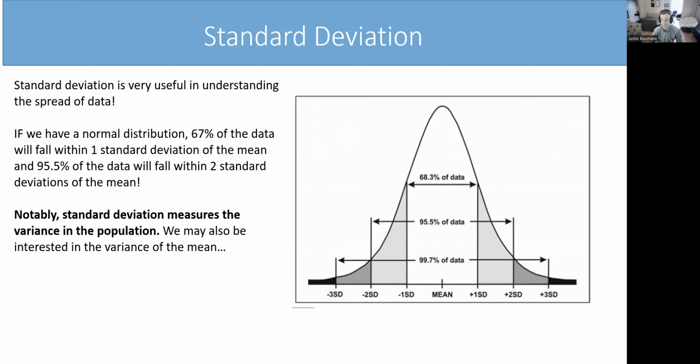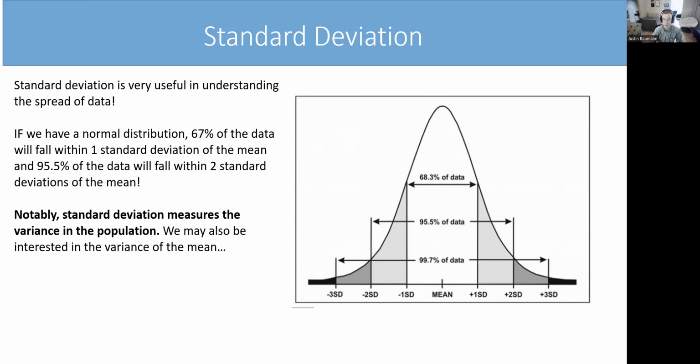These are the data in the population, not necessarily how the mean will respond. This is all the data in the population. So two standard deviations of the mean, and we have a normal distribution, 95% of the data are going to fall in there. We can be 95% confident that the values in our population are within that area. Okay, standard deviation measures the variance in the population. It doesn't measure the variance of the mean.